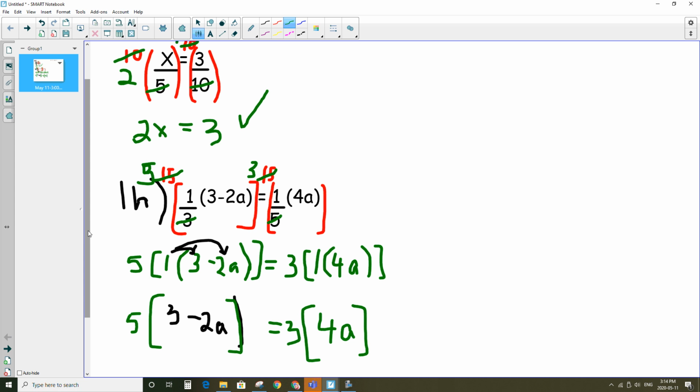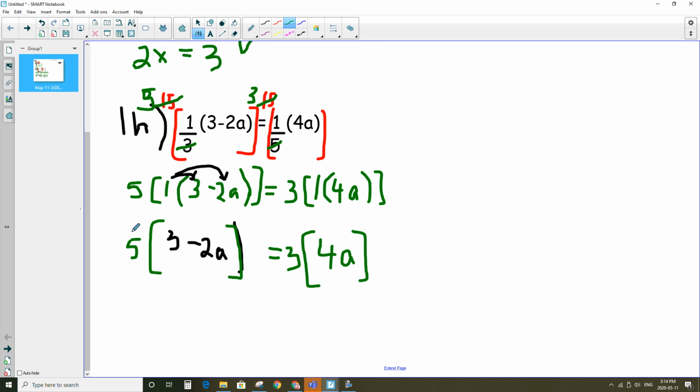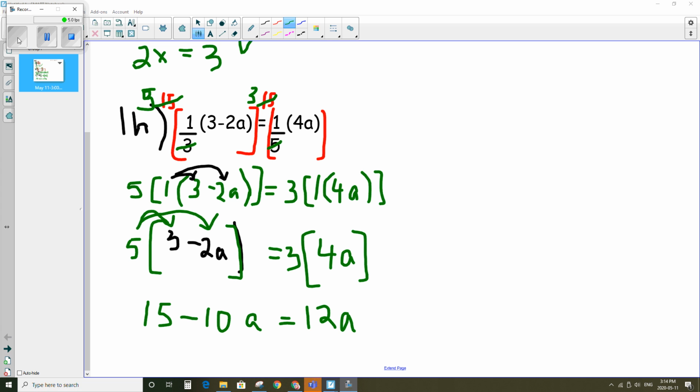All right, in the next step, now to get rid of these square brackets, you're multiplying by the 5 that's in the front. So 5 times 3 is 15, and then 5 times negative 2a. So 15 minus, and that's going to give me 10a. Equals, 3 times 4a is 12a. All right, and that looks like that's the correct answer.